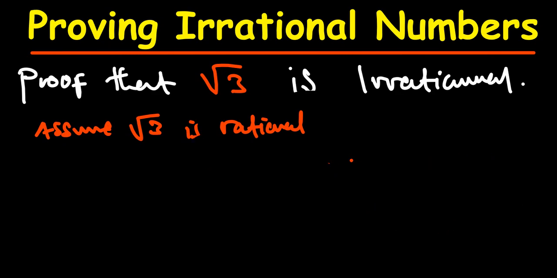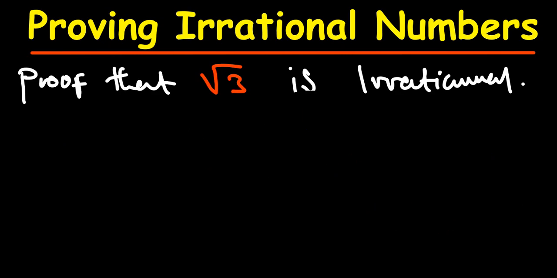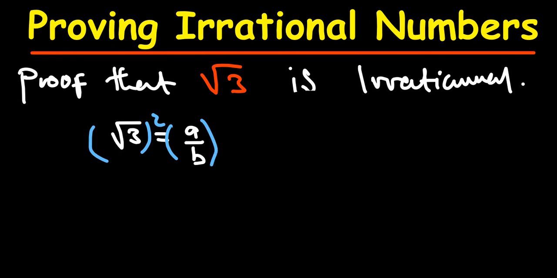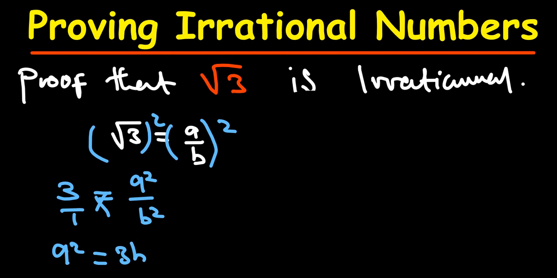So let's prove this. By that assumption, it means the root of 3 is equal to a over b. And then from here we are going to square both sides. So if I square this side, the root will go, and I remain with 3 is equal to a squared over b squared. And then from there just cross multiply, it means you have a squared is equal to 3b squared.